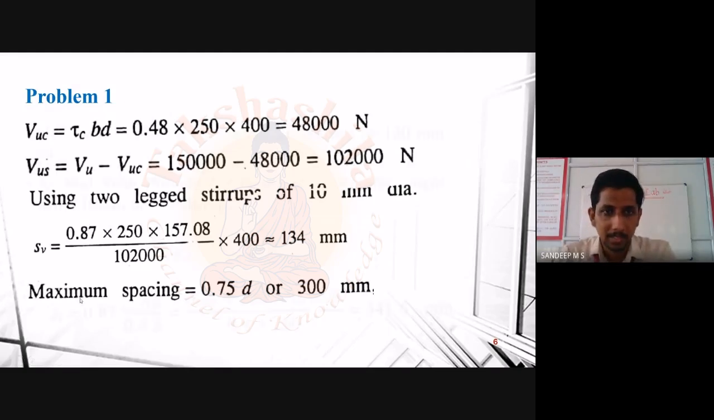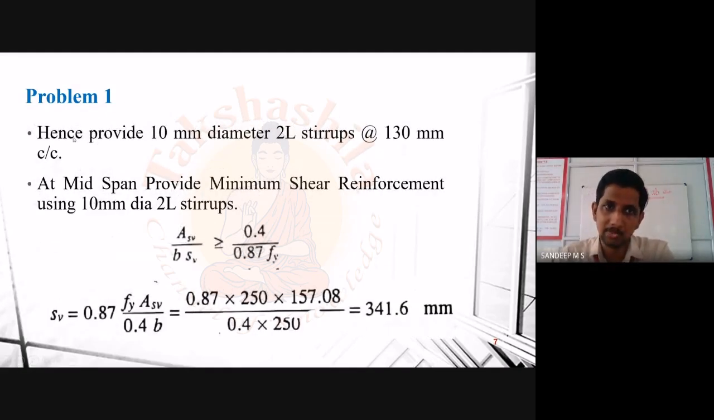Once that is satisfied, finally we have to provide 10 millimeter diameter 2-legged stirrups at 130 mm center to center spacing in this case. So that completes the first part of the question. That was the design of shear reinforcement at the critical section.